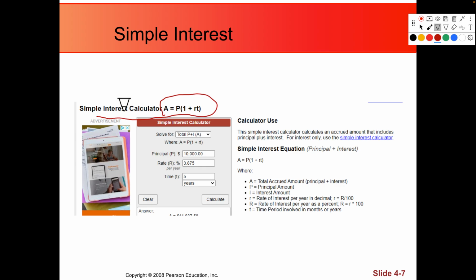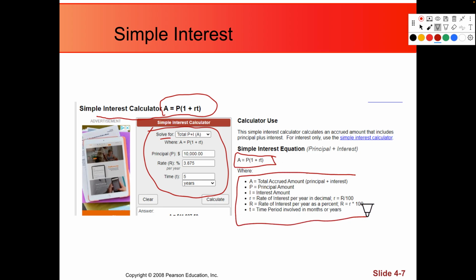Compound interest, you're paid it on a regular basis, so you start getting interest on top of your interest. There is a formula for simple interest, but again, we'll also be able to use this calculator to calculate. We put up here what we're going to solve for, and we have these factors.